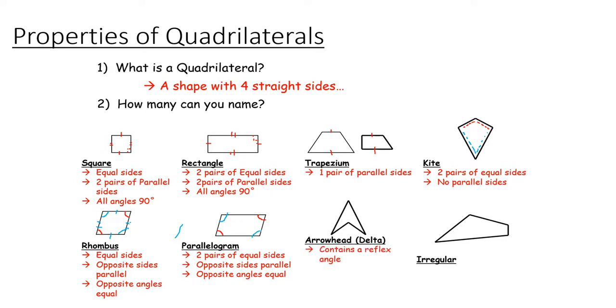Our arrowhead contains a reflex angle. So remember, our reflex angle is bigger than 180 degrees, so it's that angle in there. And adjacent sides are equal. What it means is that these sides here are equal.